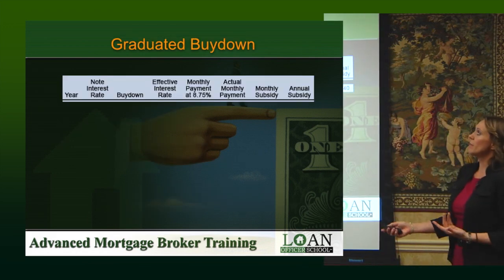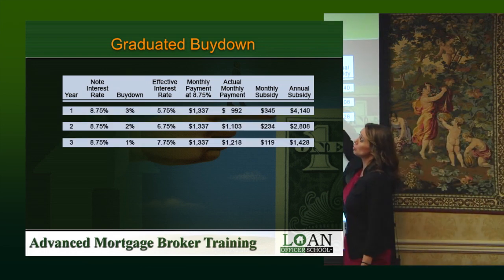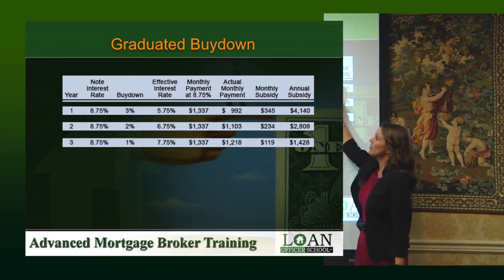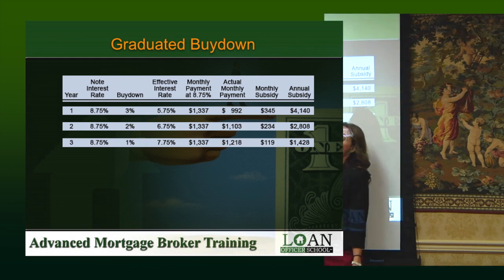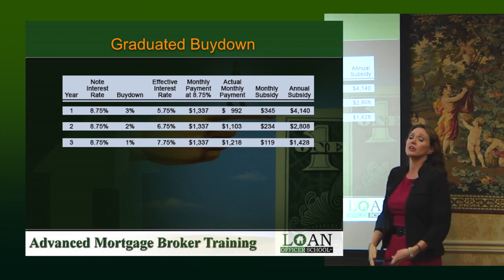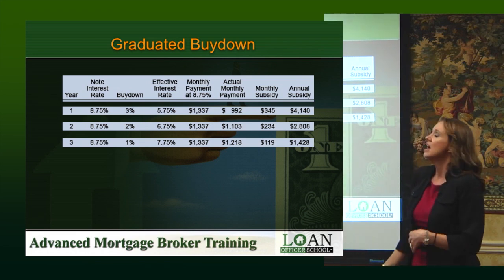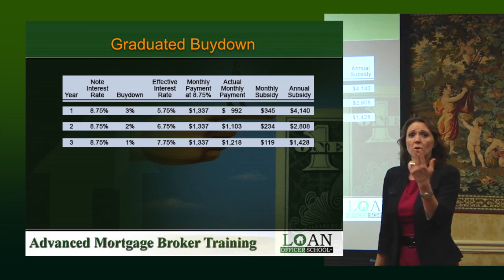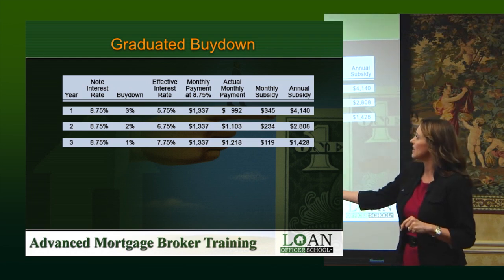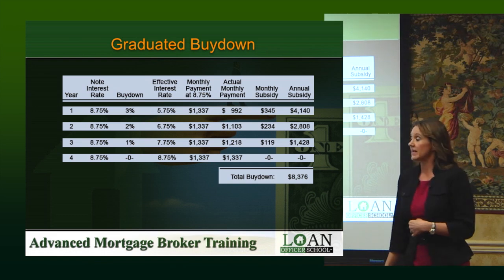All right, graduated payment buy down. This is the example I was telling you before. The first year you should have been at 8.75, but now you're really only going to be at 5.75. The second year you're going to bump up a little bit. You're going to go to 6.75. The third year you're going to be at 7.75, and then the fourth year moving forward you will be at the 8.75. That is a graduated payment buy down.